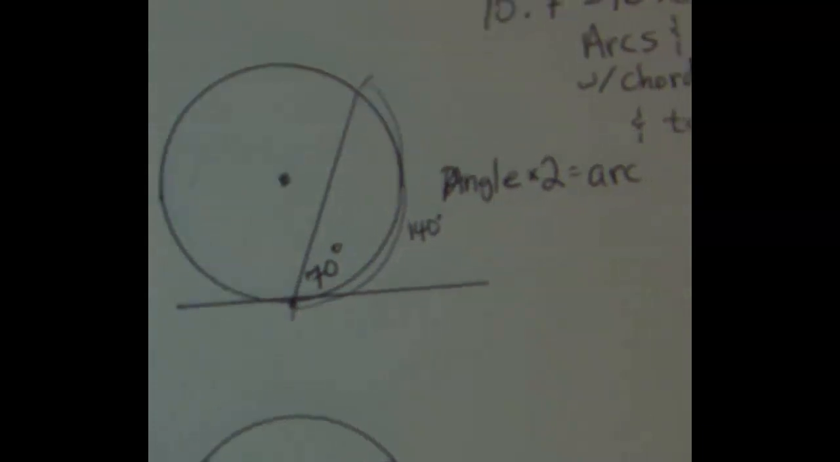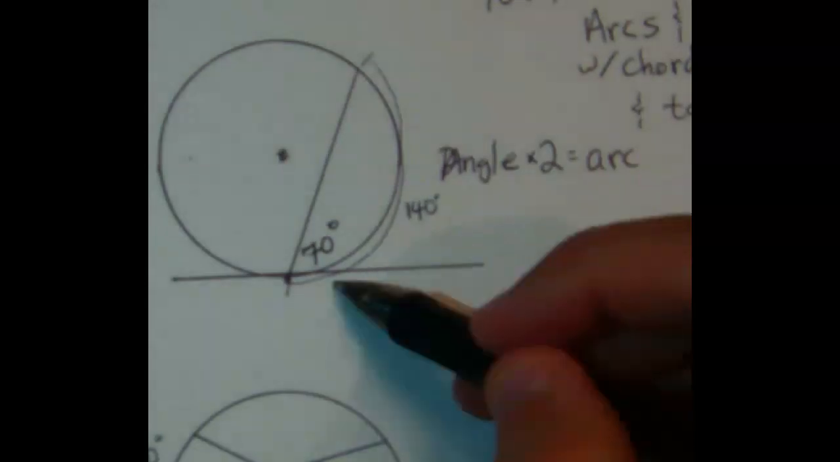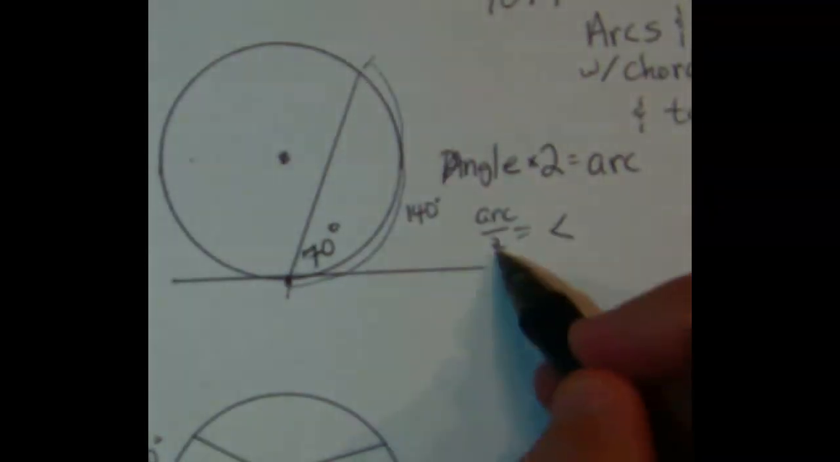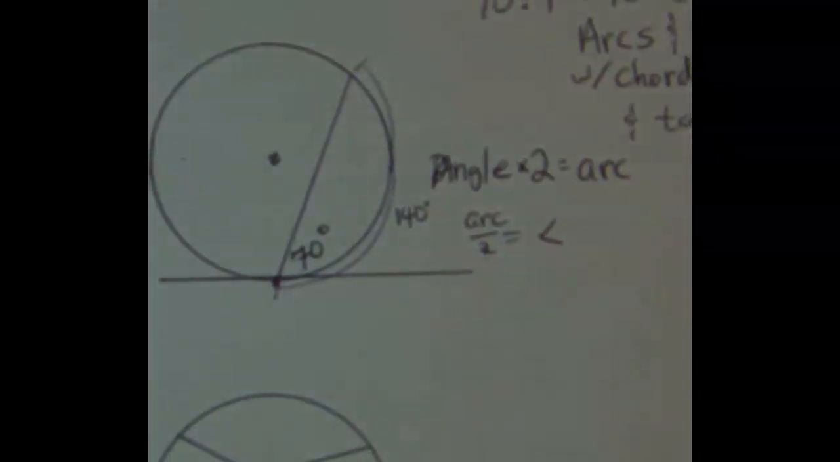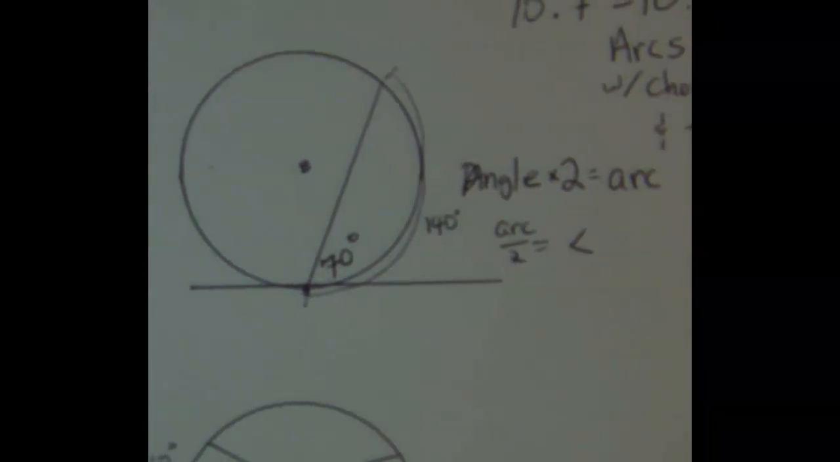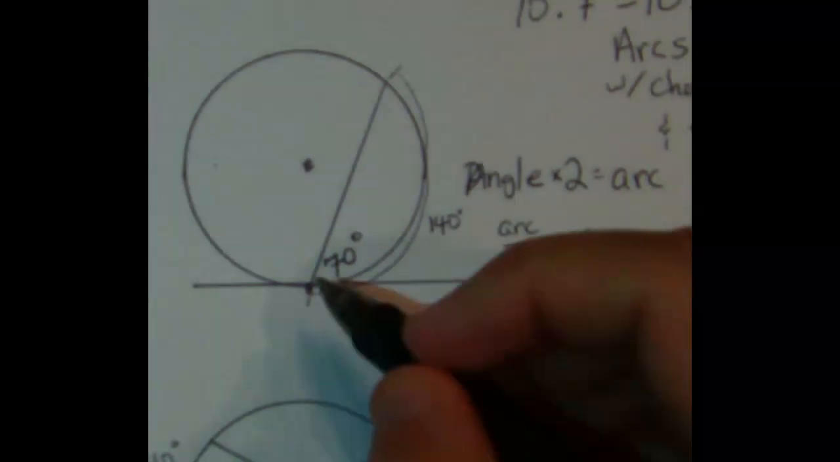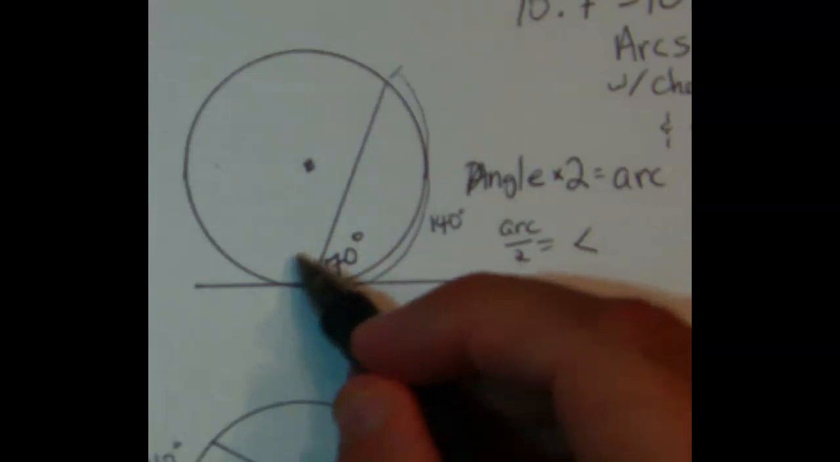Now you can go backwards on this, of course, because sometimes they'll give you the arc and you have to find the angle. So that would be the arc divided by 2 is equal to the angle. So if our arc is 140, divided by 2, you get the angle 70 degrees. Now there's some more complex stuff that you'll see in your problem set in just a little bit, where they might ask, if they give you this angle, what is this angle here or this arc here?